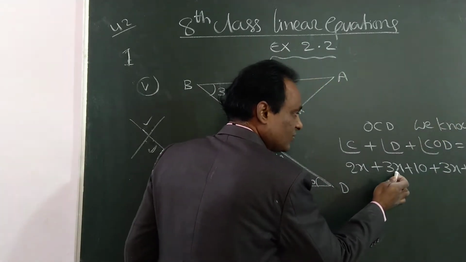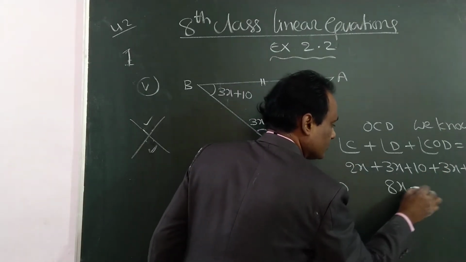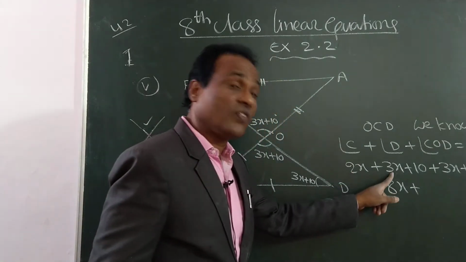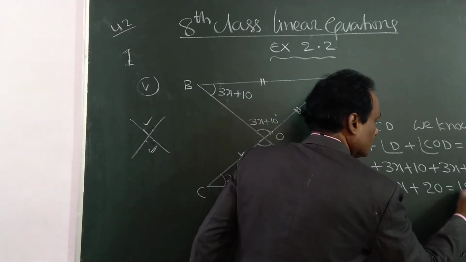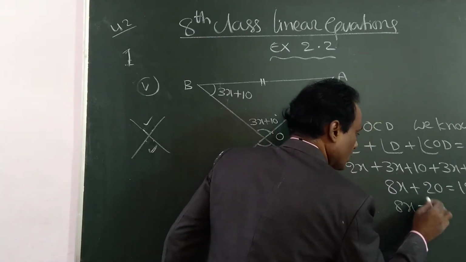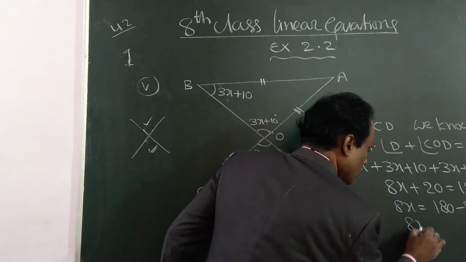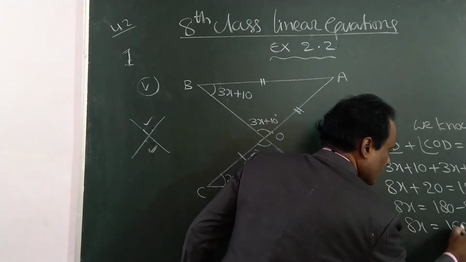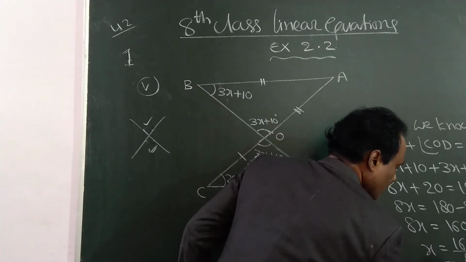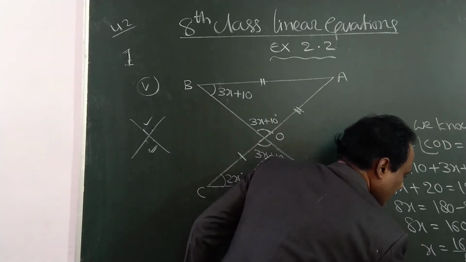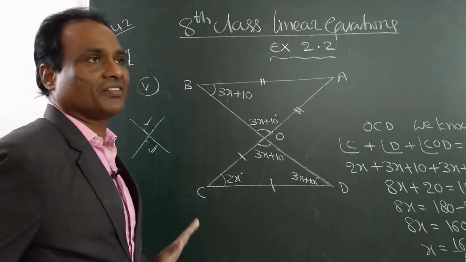Now, 2x plus 3x is 5x. 5x plus 3x is 8x. 10 plus 10 is 20. So 8x is equal to 180 minus 20 on the right side. 180 minus 20 is 160. X is equal to 160 by 8. 160 by 8 is 20. This is the answer. X is equal to 20 degrees is the answer, but a lot of properties are applied.